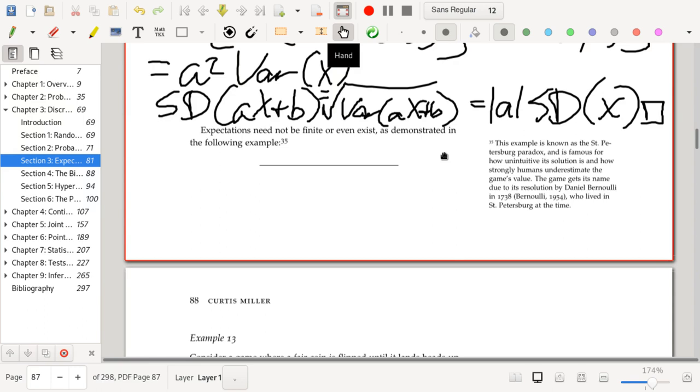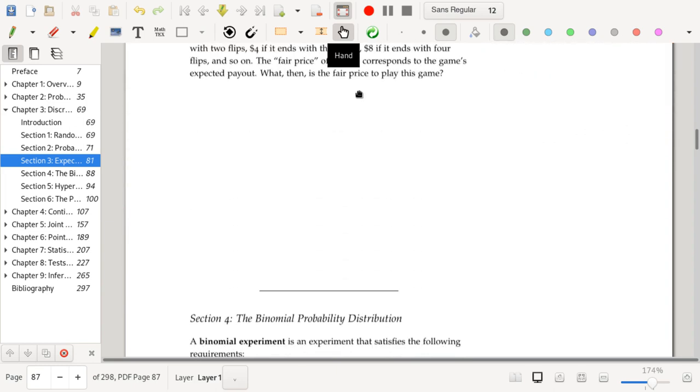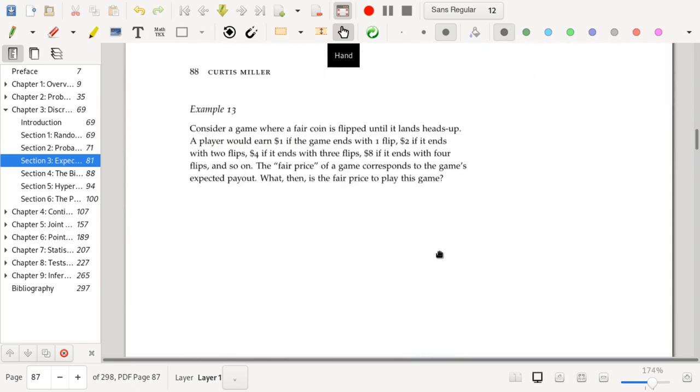So, let's actually see an example of this. This one's a fun one. This is what's known as the St. Petersburg game. Consider a game where a fair coin is flipped until it lands heads up. A player would earn $1 if the game ends with one flip, $2 if it ends with two flips, $4 if it ends with three flips, $8 if it ends with four flips, and so on. So basically, your winnings are doubling every time this game goes on. The fair price of a game corresponds with the game's expected payout. What, then, is the fair price to play this game?